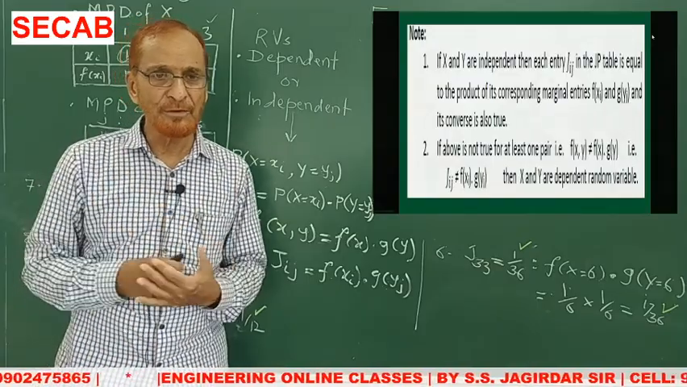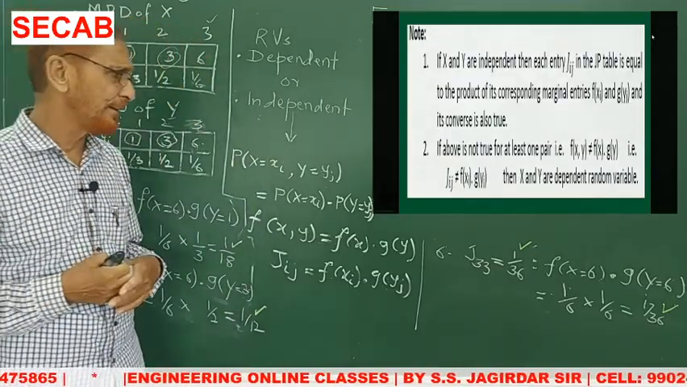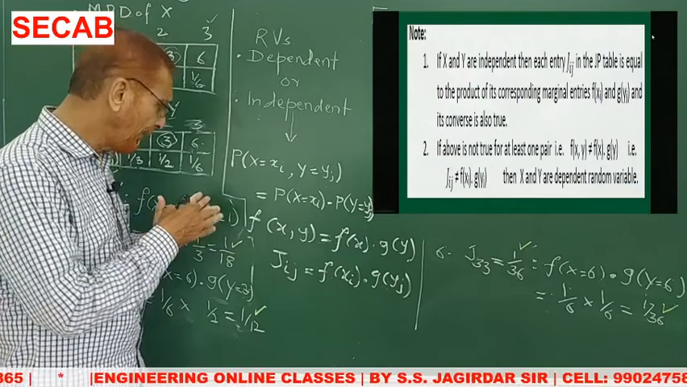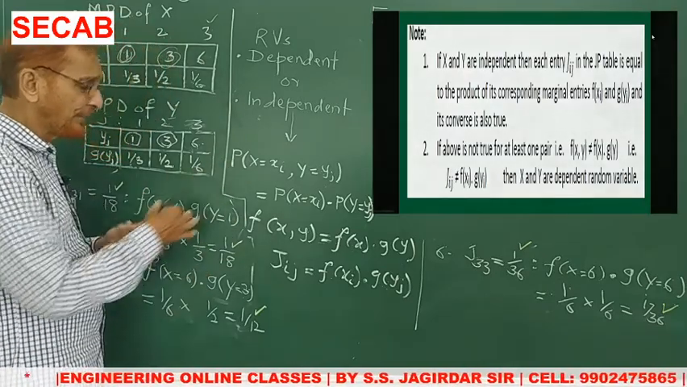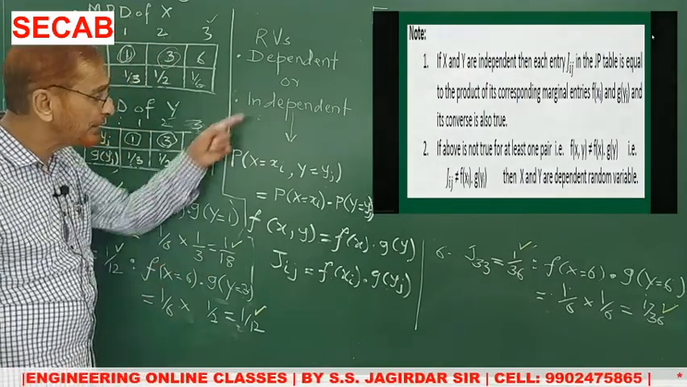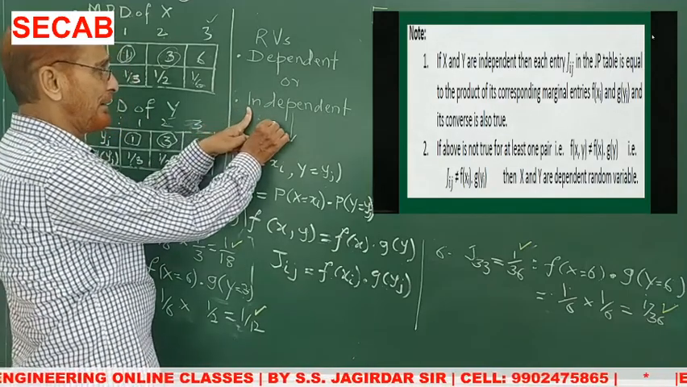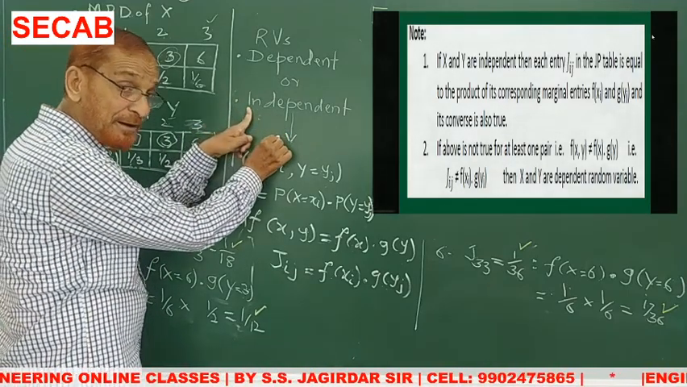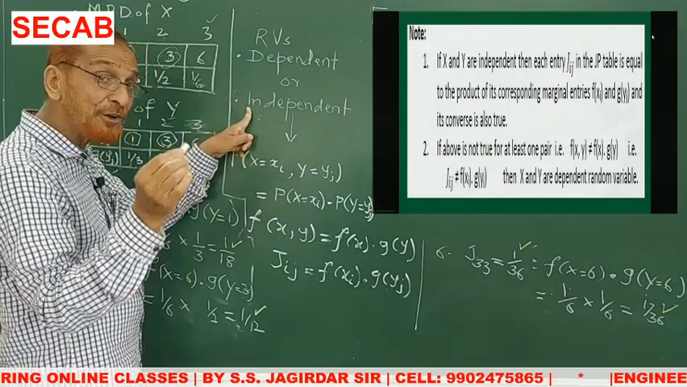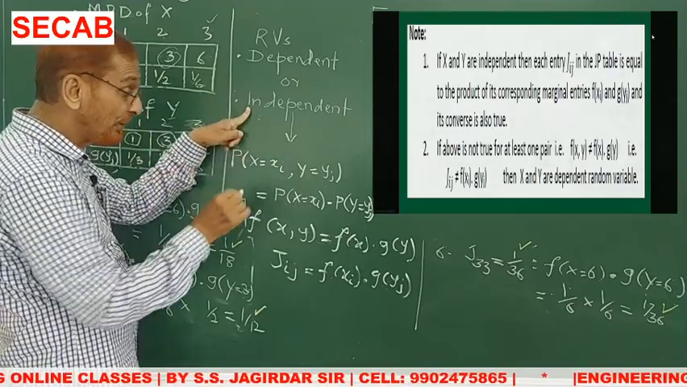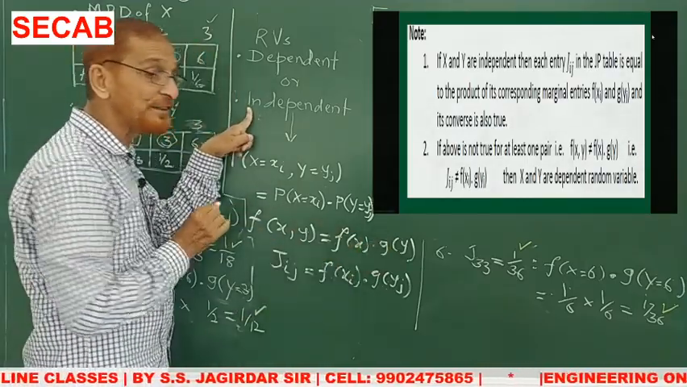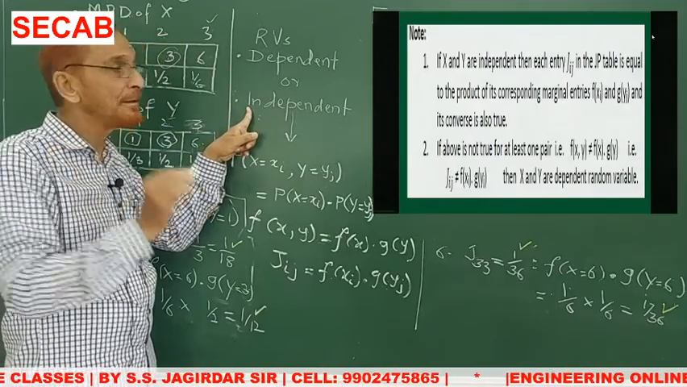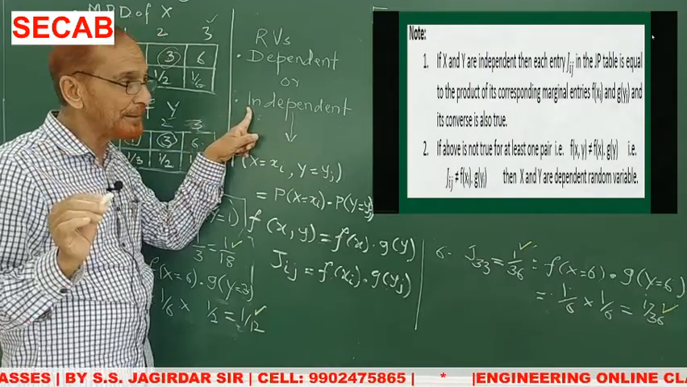One more extra thing you have to see here: when these variables are independent, each pair that is obtained out of x values and y values confirms this definition, then the variables are said to be independent.